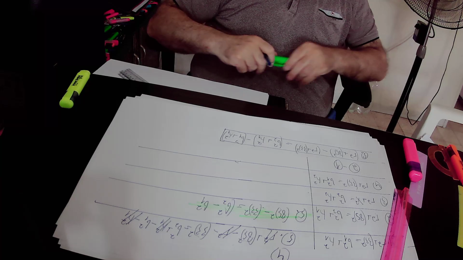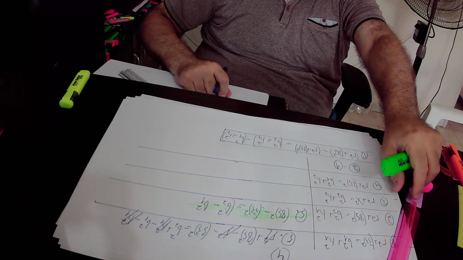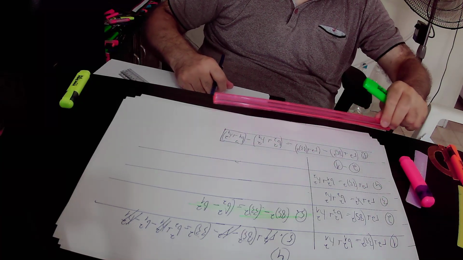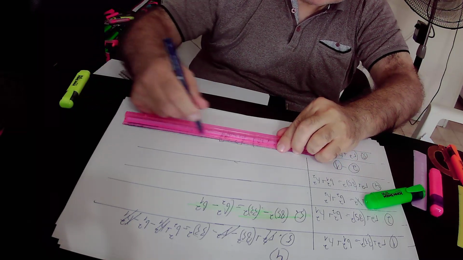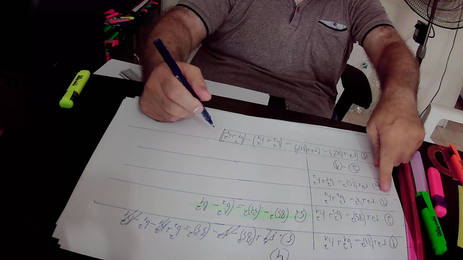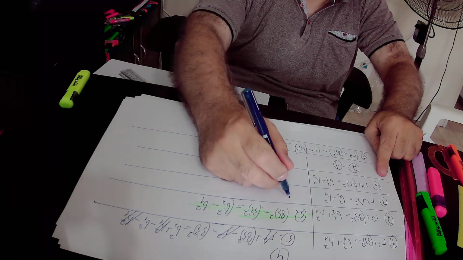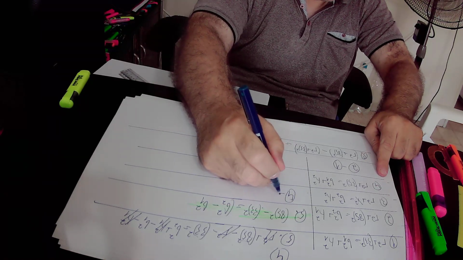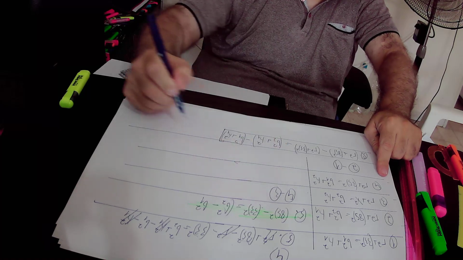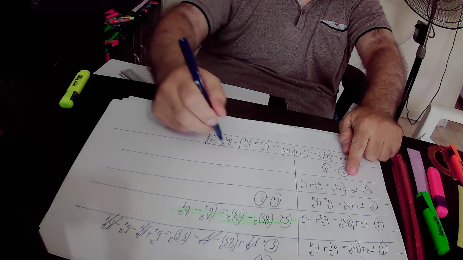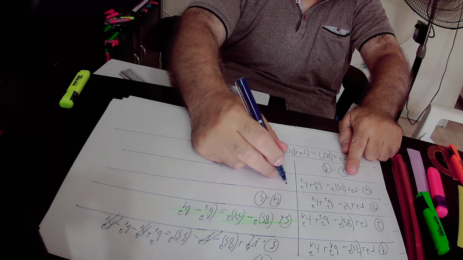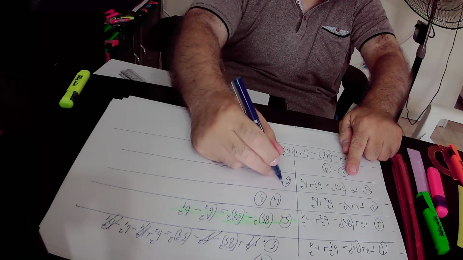In the next step, we will subtract equation number 3 from equation number 1. So it is 4 minus 3. So in equation number 3 we have here, this will be equation number 6.